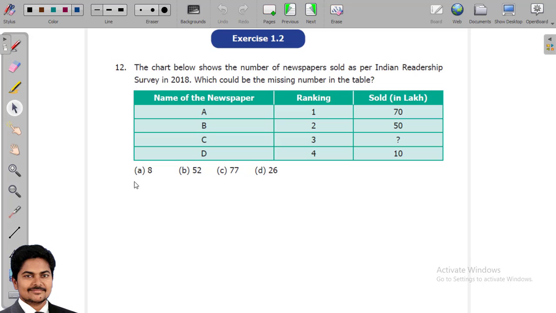Let us check the answers. 8. No, it is less than 10. But the condition is should be more than 10. B. 52. No, children, it is greater than 50. The required number should be less than 50. 77. It is also a wrong one. 26. Yes, children, this number lies between 10 and 50. It is greater than 10 as well as less than 50. So this is the right answer. Put a tick mark to it.